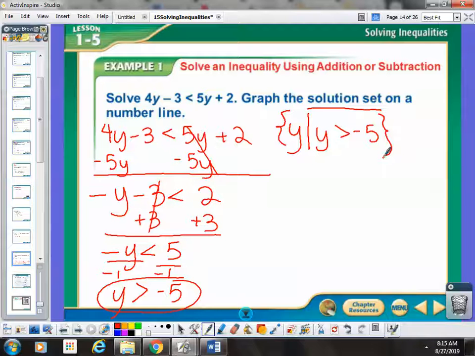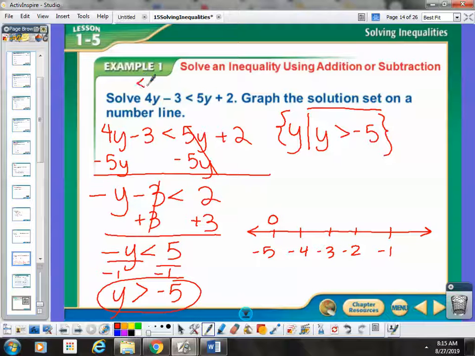It does tell us to graph the solution set on a number line. So could you draw a number line and plot these solutions? I hope so. Will we use an open or a closed circle at negative 5? Open. If you don't remember that from Algebra 1, if it's less than or greater than, we will use an open circle. If we have less than or equal to, or greater than or equal to, our number line will have a closed circle.